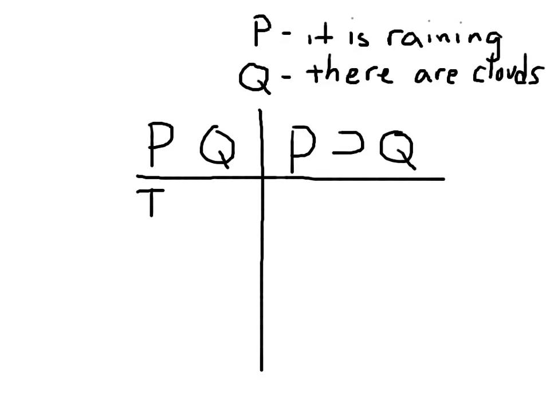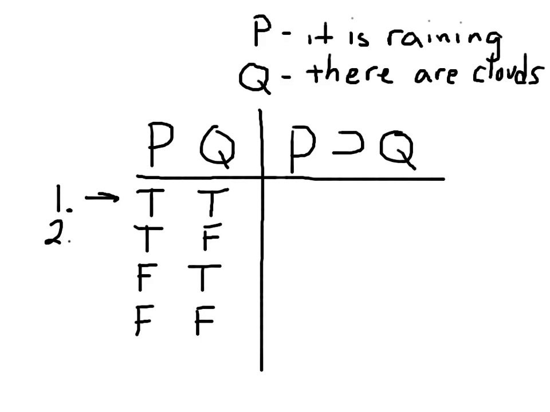On the left here, I'm simply representing all the possible truth value combinations for P and Q, such that in this row, I'm establishing the truth value of this whole conditional based on the truth value of P being true and Q being true. In row 2, P is true, Q is false, and so on.